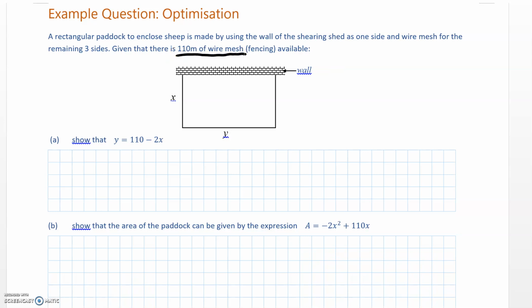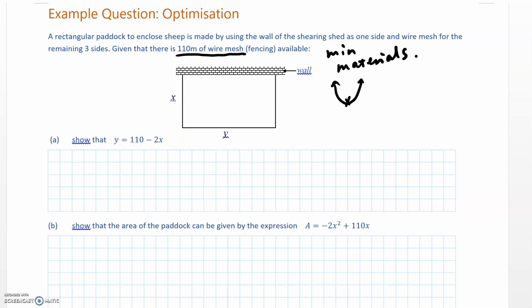So now we are talking about using the minimum material. So it is obviously a local minimum. Okay, so first show that y equals 110 take 2x.